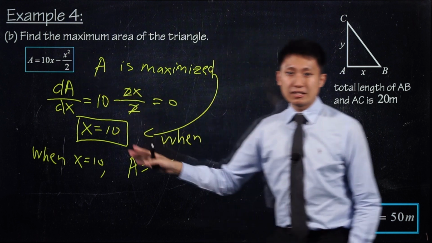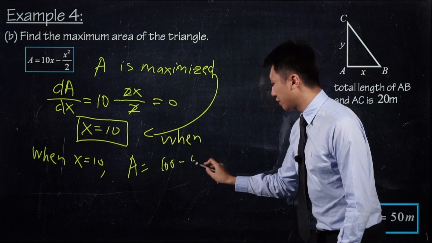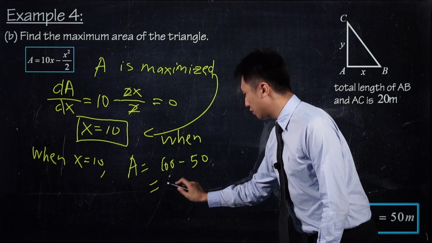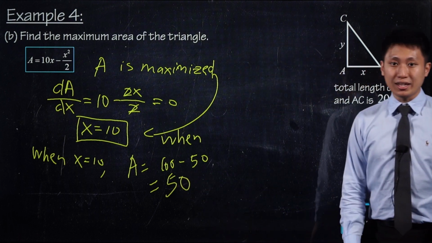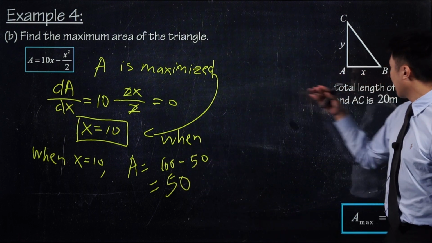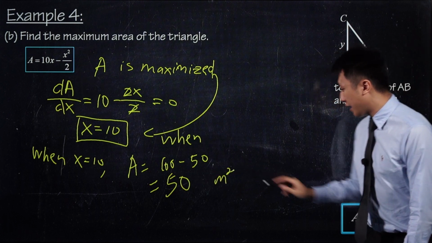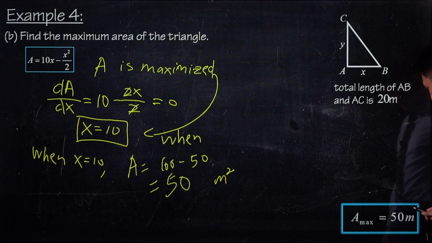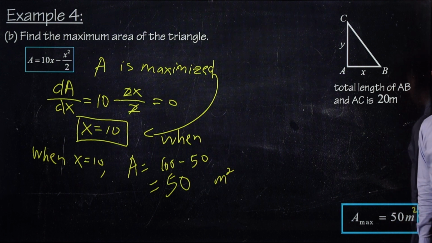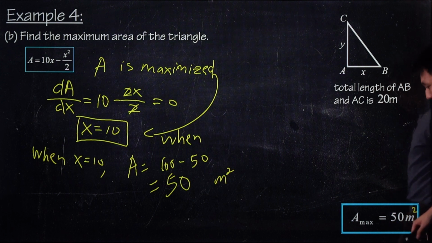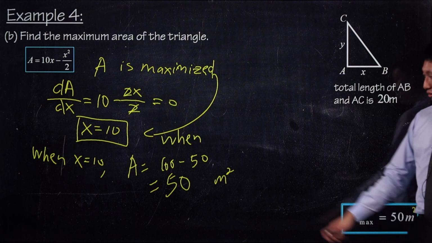10 squared is 100. Divided by 2 is 50. So minus 50. So it equals 50. What is the unit here? A, and here it's m, right? Meter. So 50 meter square. 50 meter should be square. Okay, sorry about it. Forgot about the square here. Okay, so that's the answer.